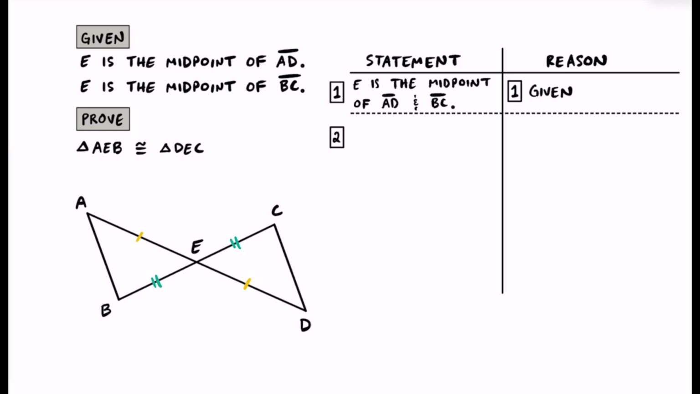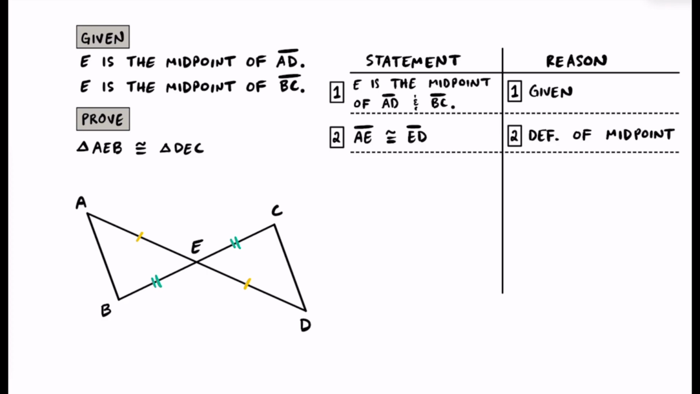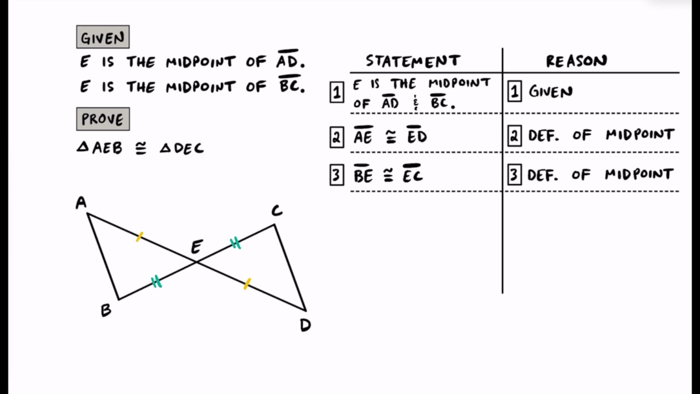Now for statement 2, let's see if we can say something else based on that information, like saying that segment AE is congruent to segment ED. We can say this by definition of midpoints, since if E is the midpoint of AD, then AE must be congruent to ED because it's directly in the middle. And very similarly for statement 3, since we know that E is the midpoint of segment BC, we can say that segment BE is congruent to segment EC. And this is also by the definition of a midpoint.